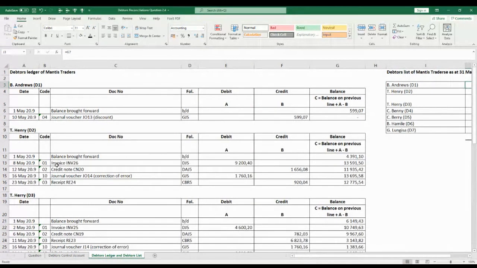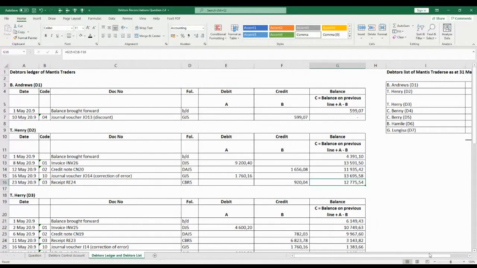Then we had T. Henry. Now here you can see he had an invoice which came from your debtors journal. He had a credit note which came from your debtors allowance journal. And then you had your journal vouchers which came from your general journal. And then we had the cash book receipts that we captured. And where we had sales or corrections of error, it was debited, and where we had a credit note or a payment, it was credited, and we updated the balance.